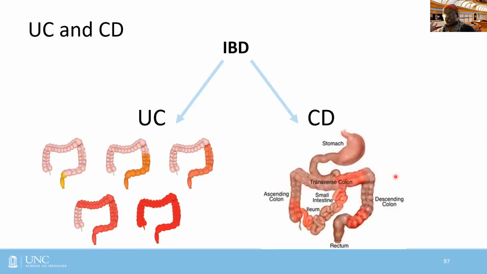In contrast, in Crohn's disease, you're seeing more of a patchy inflammation. So instead of the contiguous lines of inflammation that you're seeing in UC, you're seeing regions of inflamed tissue and non-inflamed tissue. And those are the two defining characteristics between a UC patient and a CD patient.